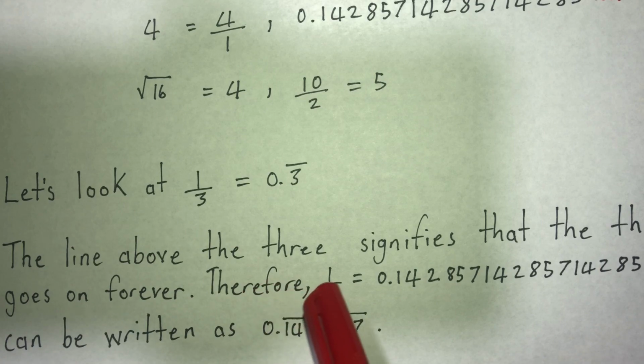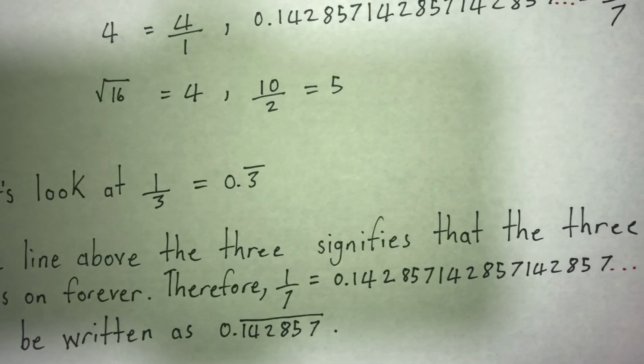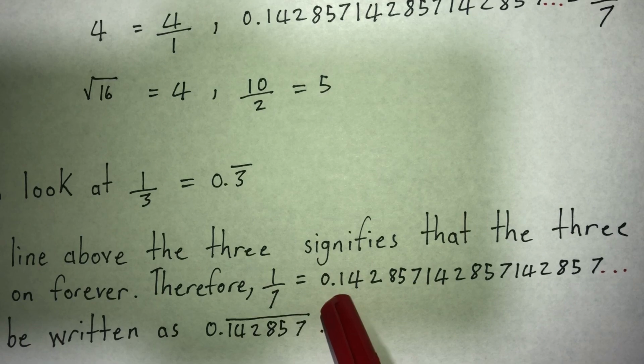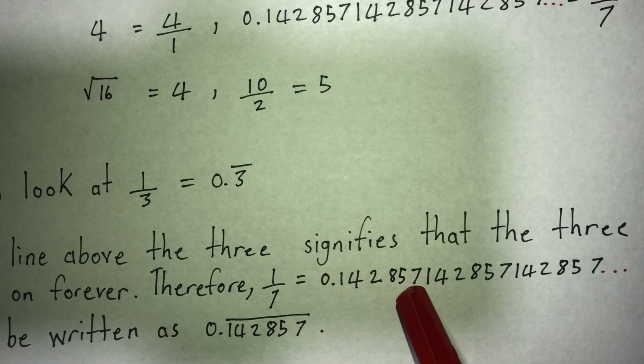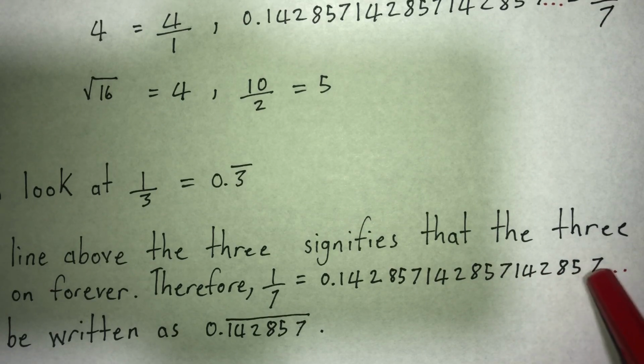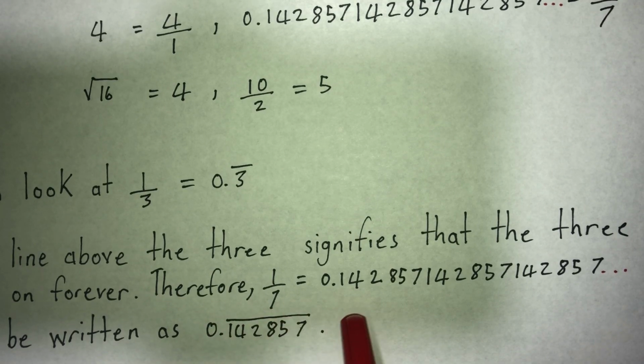Therefore, from our example, 1 over 7, or 1 divided by 7, equals 0.142857, 142857. 142857 can be written as 0.142857 with the line above. So this implies that this decimal expansion goes on forever.